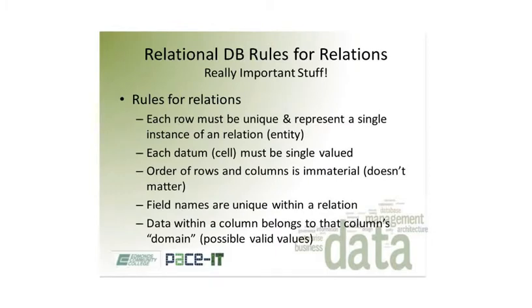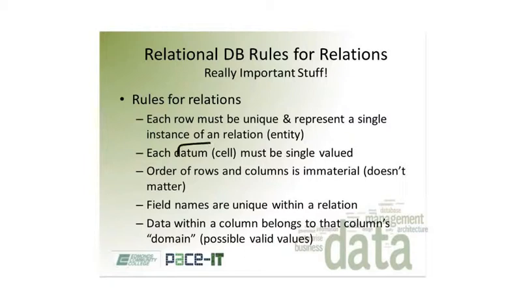So here are the 5 things that really matter. There are 6 or 7 of these, but kind of distilling them down and adding them together. So the rules for a thing to be a relation, for a data set to be a relation, is that each row must be unique, therefore representing a single instance of a relation. So if we're talking about all of the students taking this class, and we have a student relation, each instance of a student would become a row, a unique row, within that relation.